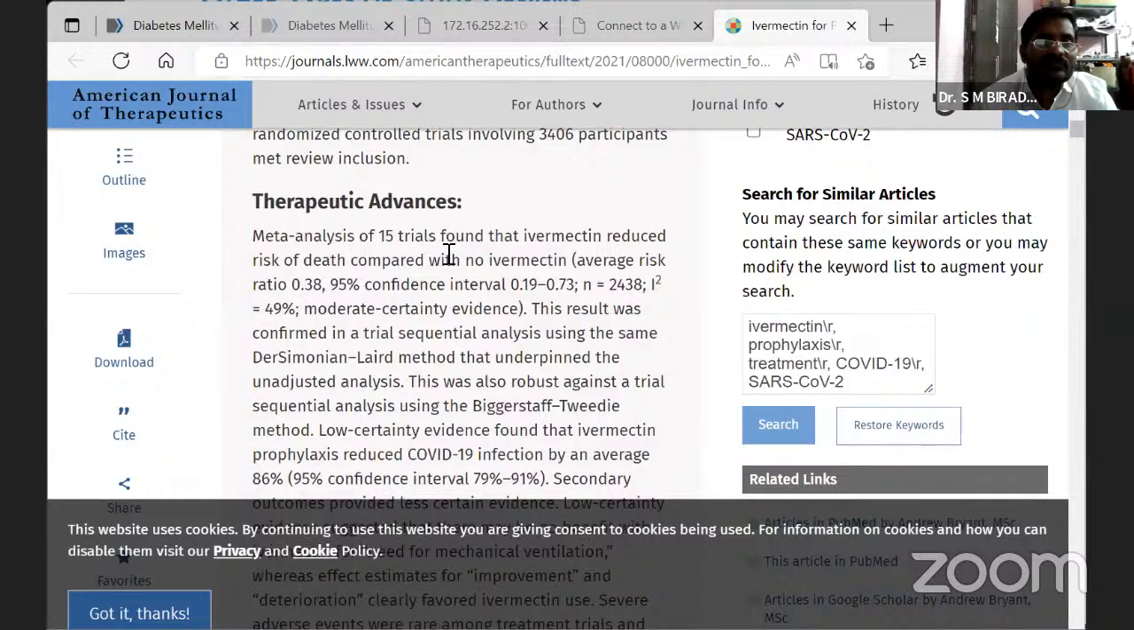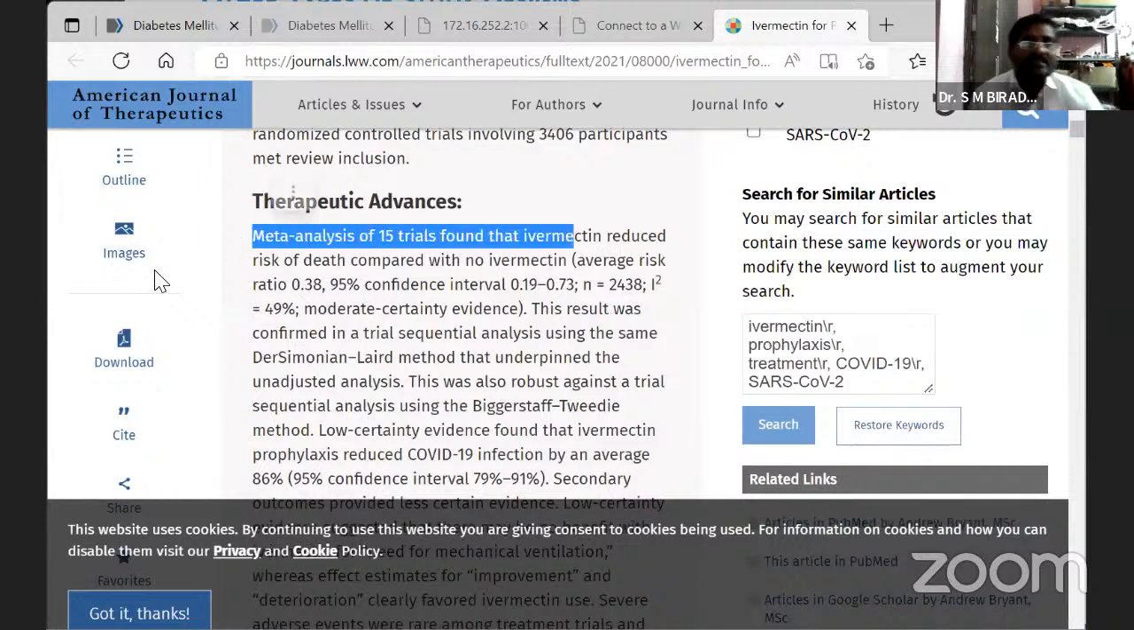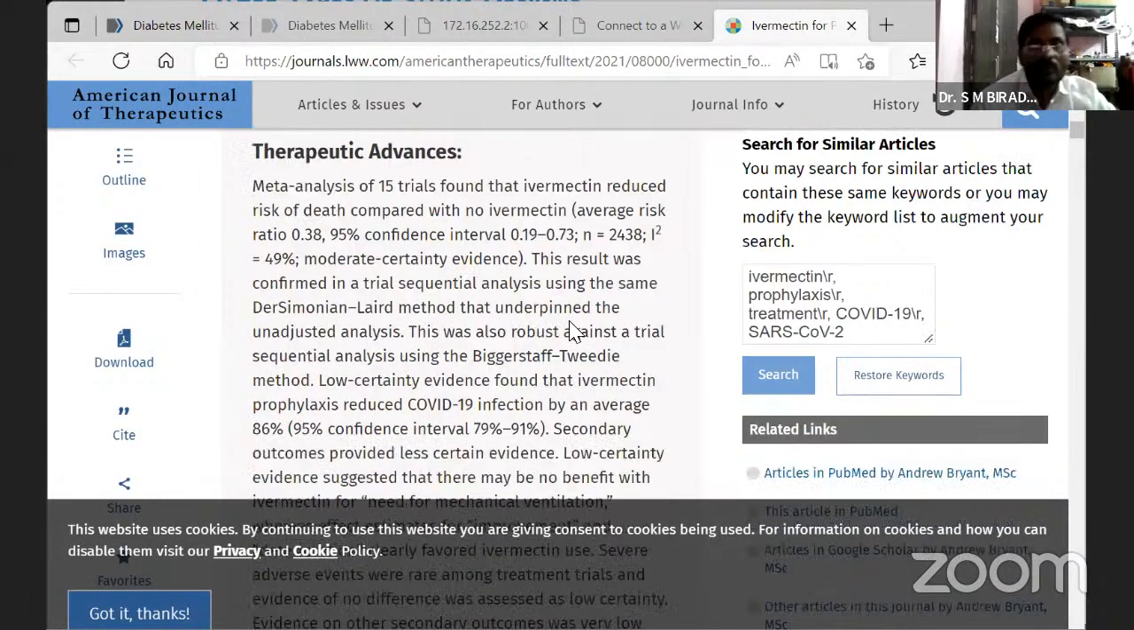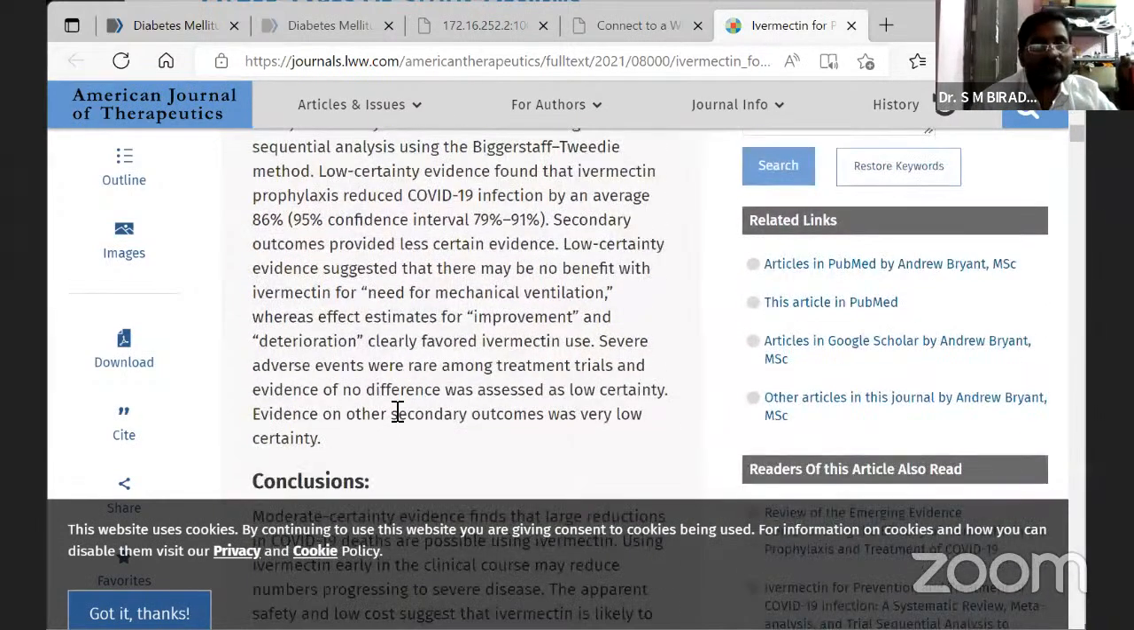The meta-analysis of 15 trials found... this is the meta-analysis of the 15 trials, meaning they have seen what would be the effect of ivermectin in these 15 trials. They have taken all the information from these 15 trials on the effect of ivermectin on COVID-19 patients, and they have drawn the conclusion. What conclusion have they drawn?